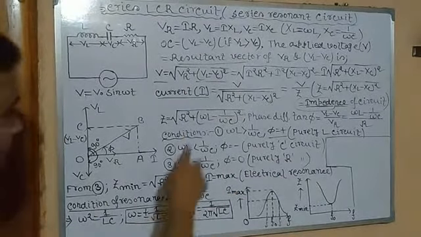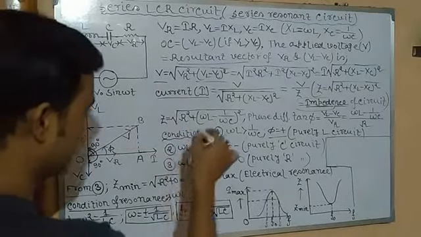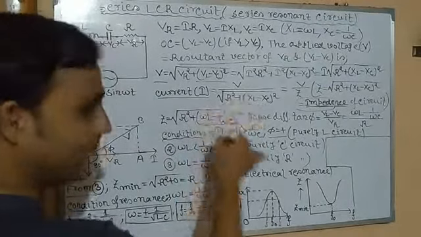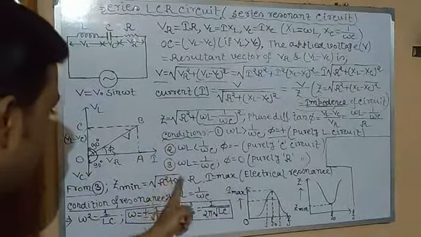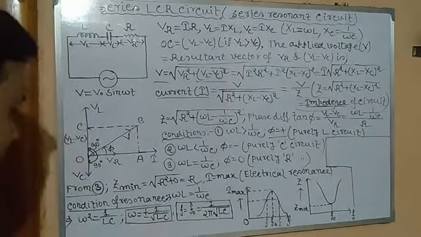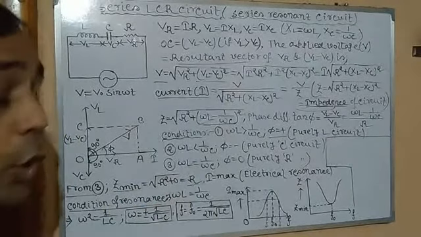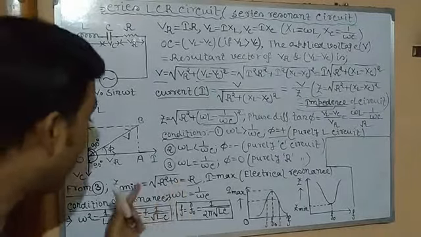Then in that case, what would happen? Put the value of omega L equals omega C. So this term vanishes, it will be totally 0 since they are equal. So Z is equal to root over R square, means only R. This is Z minimum, the minimum value of the impedance. Why minimum value?